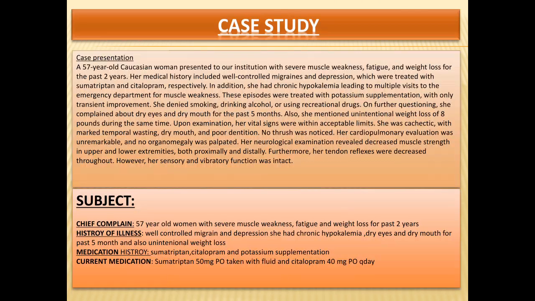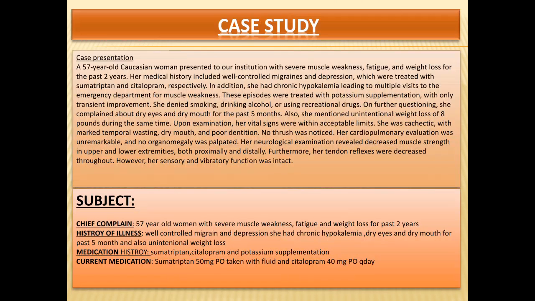Now we are going to make SOAP notes. First we have subjective. In subjective, the chief complaint is severe muscle weakness, fatigue and weight loss for the past 2 years. Her history of illness is migraine and depression, and chronic hypokalemia, dry eyes and dry mouth, and unintentional weight loss. The medicines she was using are sumatriptan and citalopram for depression and migraine, and potassium supplementation for her muscle weakness.